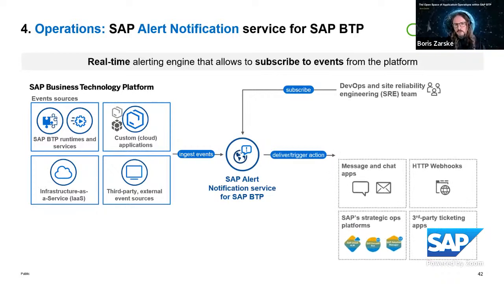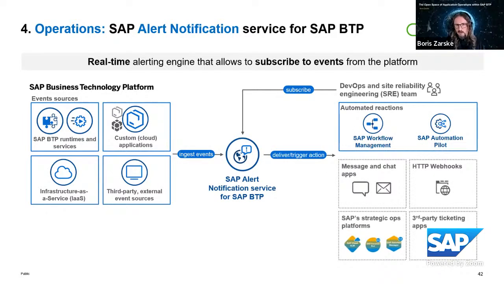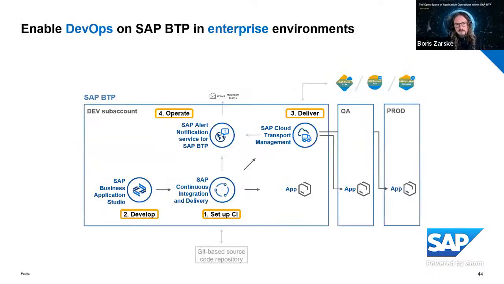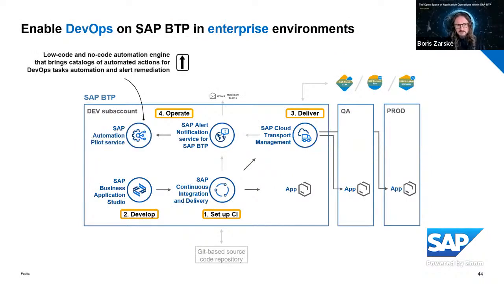What you can also do is directly trigger an automated reaction, meaning a workflow or some kind of automated action that gets automatically performed. And that's also the second service I want to stress. That's the SAP Automation Pilot Service. That's some kind of low-code, no-code engine that allows you to really compile automated reactions. And for that, we bring catalogs of automated commands you can use.